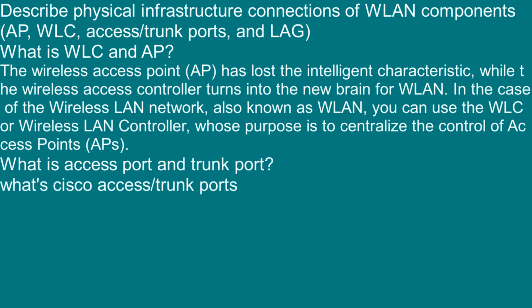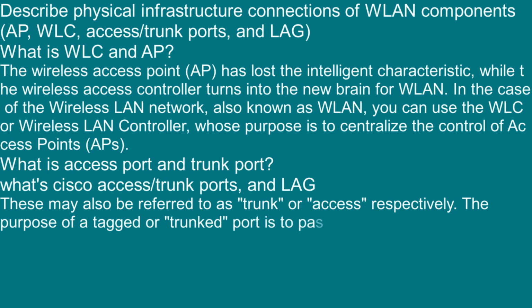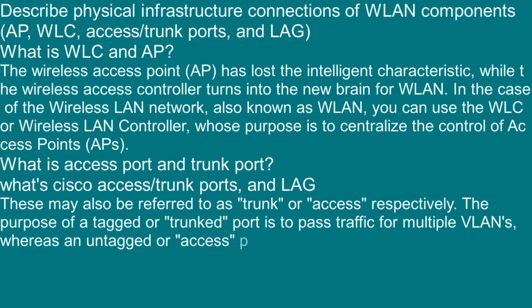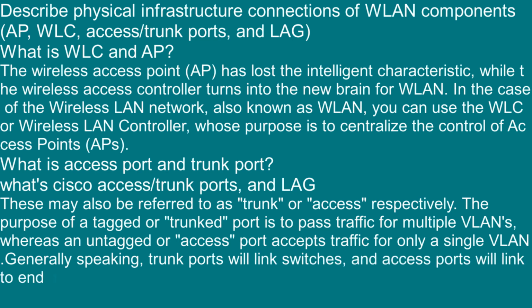What is access port and trunk port? What are Cisco access and trunk ports and LAG? These may also be referred to as trunk or access respectively. The purpose of a tagged or trunked port is to pass traffic for multiple VLANs, whereas an untagged or access port accepts traffic for only a single VLAN. Generally speaking, trunk ports will link switches, and access ports will link to end devices.